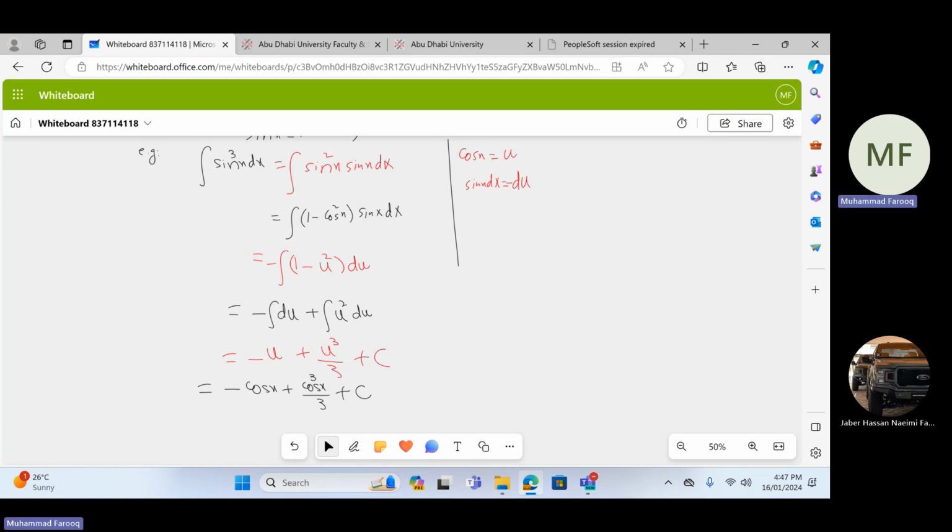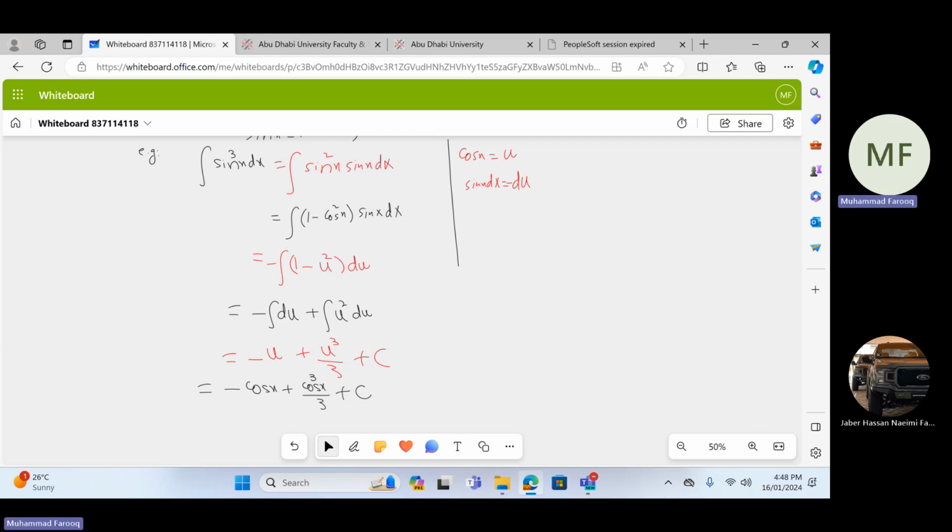By the way, if we ask you cosine cubed, it's the same thing. Break cosine cubed as cosine squared and cosine. Change cosine squared to 1 minus sine squared and then make the substitution. Same process. I have just finished the case where sine or cosine comes alone, like sine power 3 alone. Otherwise, I can take an example, maybe sine power 5.